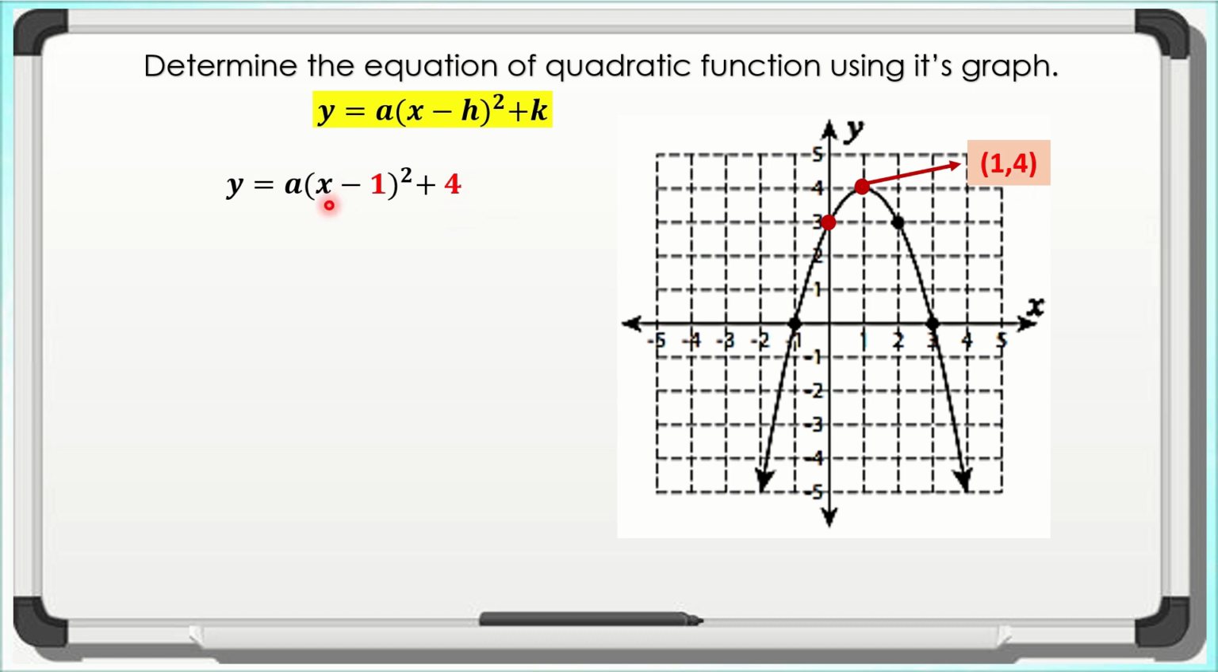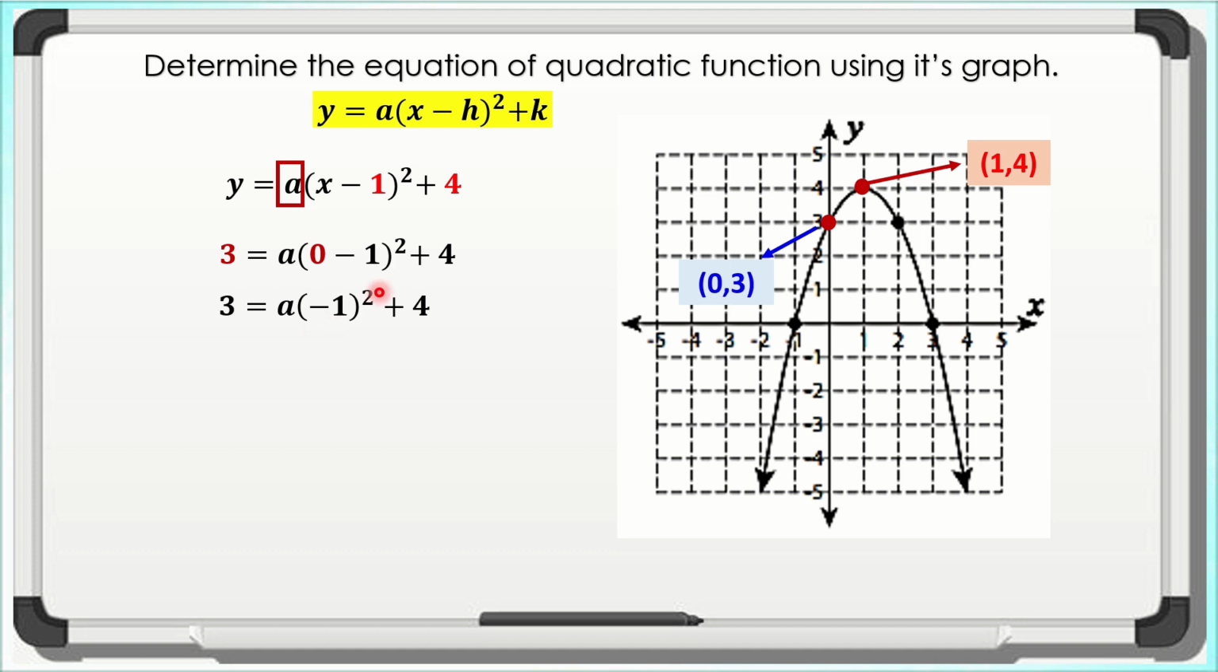So at this point, let us now identify the value of a. Let us pick one point from our parabola. So for now, I'll be picking the point at the y-intercept, which is (0, 3). Since x is equal to 0 and y is equal to 3, let us substitute it into this equation. So we have 3 is equal to a times the square of 0 minus 1, plus 4. And 0 minus 1 is equal to negative 1.